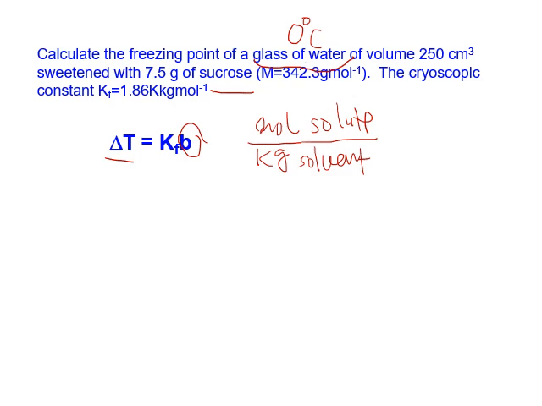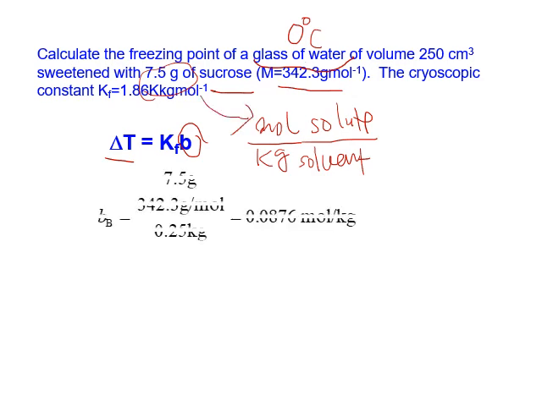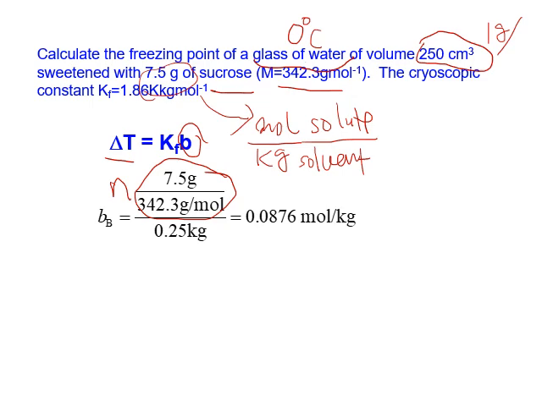So we have grams and molar mass, we can calculate the number of moles. And so here is how we calculate molality. 7.5 divided by molar mass gives the number of moles of impurity, divided by kilograms of solvent. The solvent is 250 cubic centimeter. We know the density of water is 1 gram per cubic centimeter, and so you have 250 gram, and that is 0.25 kilogram. By dividing by this number, you have 0.0876 mole per kilogram. That's the molality.